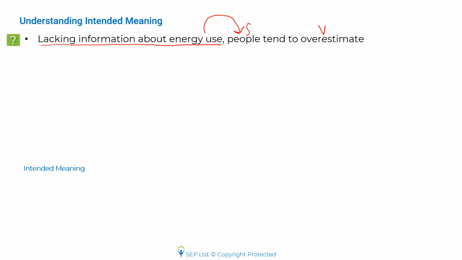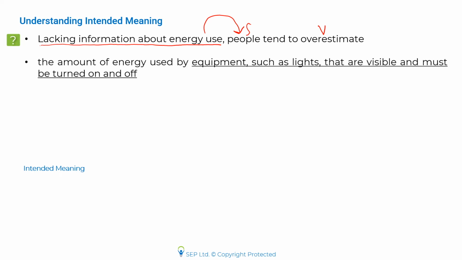People overestimate what? They have the tendency to overestimate what? The amount of energy used by equipment such as lights. Okay, so such as lights is an example of the kind of equipment that people overestimate the amount of energy used by. Alright, so we can clearly strike this off as non-essential information. And what we have now at hand is people overestimate how much energy is used by equipment that are visible.